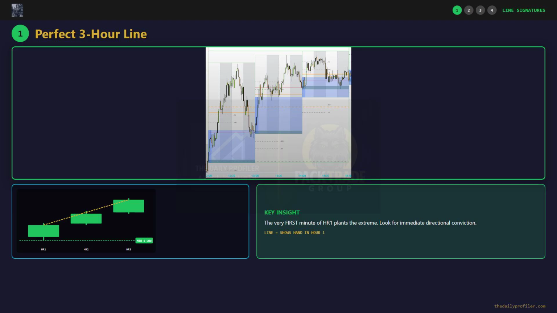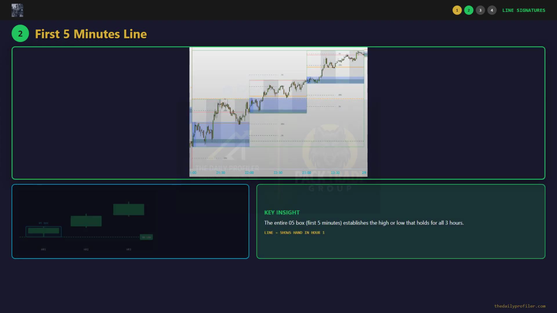First signature. The perfect line. This is the cleanest setup. The first minute of the first hour plants the high or low for all 3 hours. Not the first 5 minutes. The first minute. When you see price reject hard in minute 1 and never look back, that's a perfect line. Highest conviction. The market showed you immediately what it wanted to do.